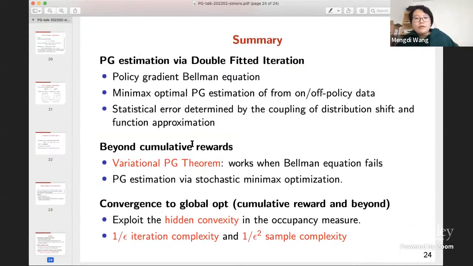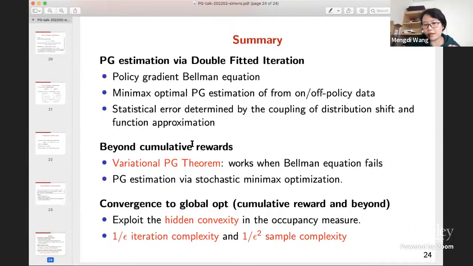Okay, so this is the last slide and the summary of the talk. First, we consider how to get min-max optimal estimation of a single policy gradient. And we show that policy gradient has its own Bellman equation, which means that we can actually do function approximation and function fitting to estimate policy gradient in a way that is very similar to estimating value functions and Q functions. And along this line, we can provide a statistically optimal error bound for the policy gradient estimate.